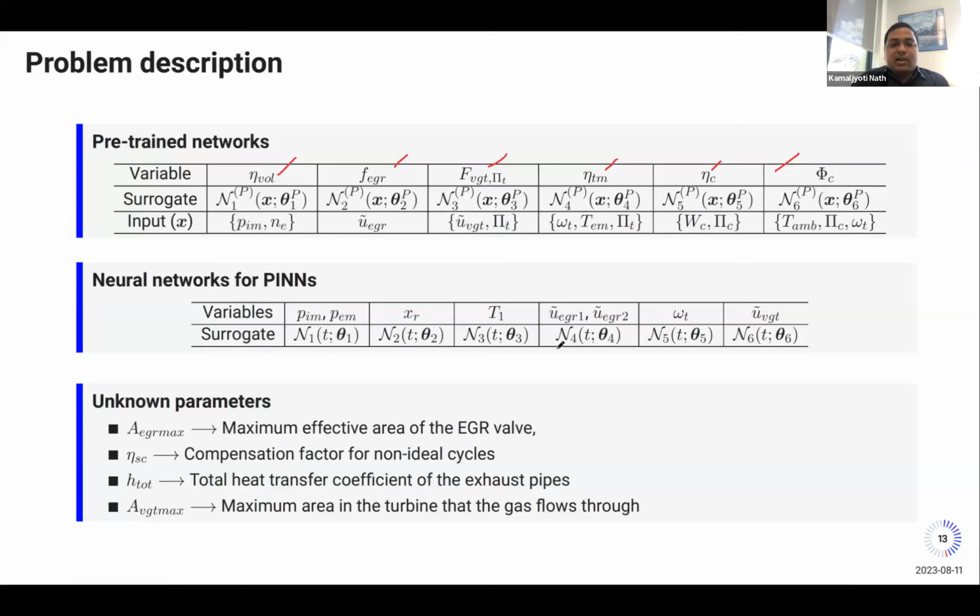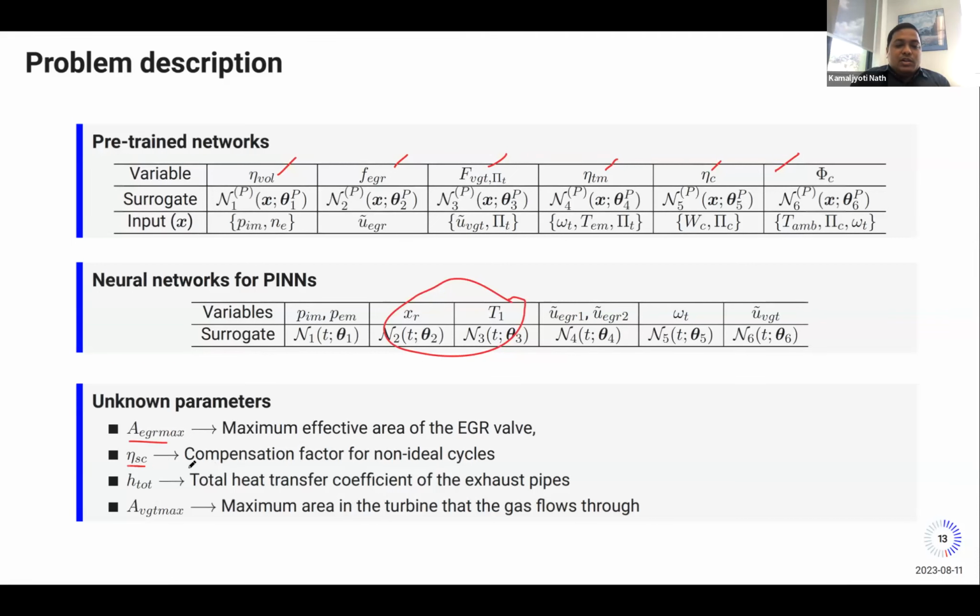Then we have 6 networks which estimate the states plus these 2 cyclic variables. They are not tested, but they are required because of the cyclic nature. And the 4 unknowns. AEGR max is the maximum effective area of the EGR valve. So if there is any change from that value, we know that there is some issue with the EGR, a maintenance issue.